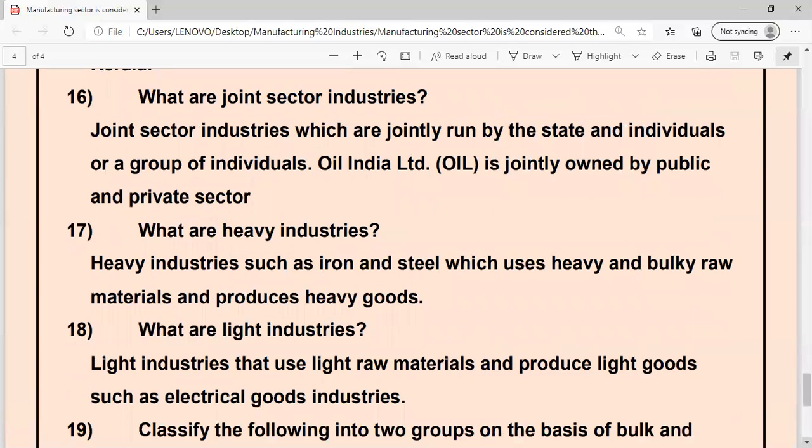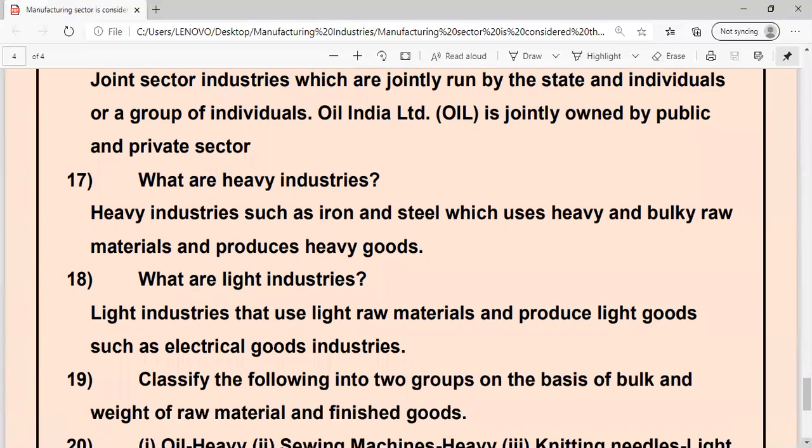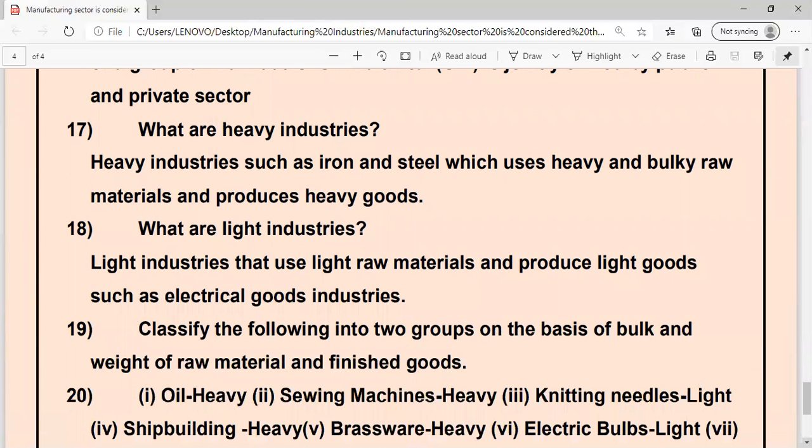Now, what are heavy industries? As I told you, heavy industries like key industries, they use heavy raw material and their products are also very heavy, like iron and steel. Okay, the basic or key industries. Their raw materials are very heavy. Their products are also very heavy. Now, light industries are those industries which use light raw materials and produce lightweight goods like electrical goods industries.